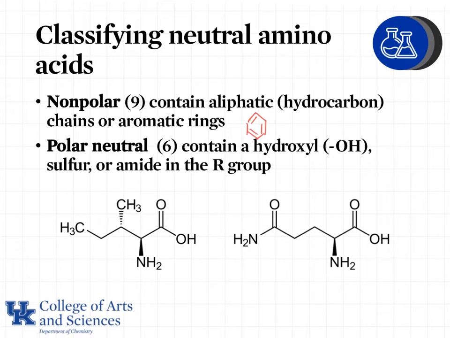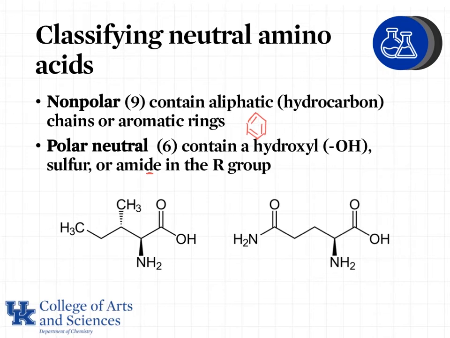For polar neutral, there are 6 of those total out of the 20, and they contain a hydroxyl group, so an OH, a sulfur, or an amide. You might need to review your functional groups to make sure you distinguish between an amide and an amine. They're 2 different things.